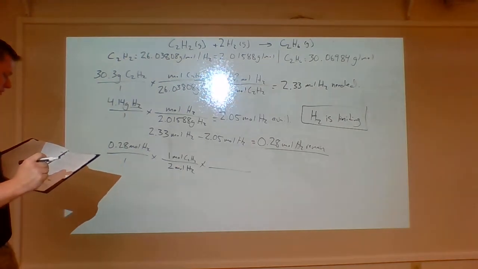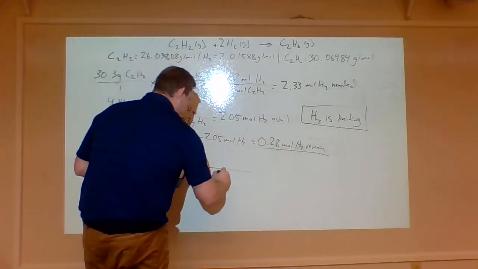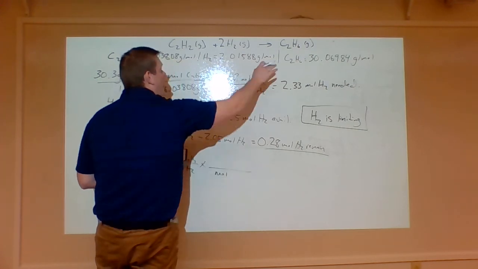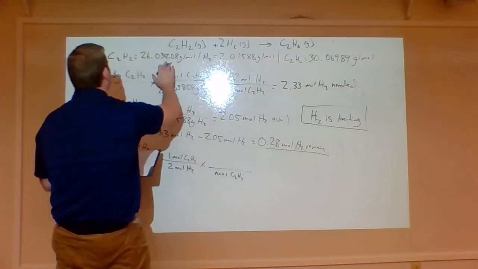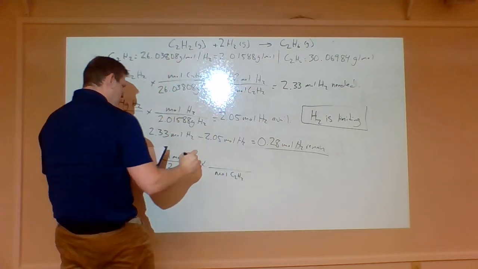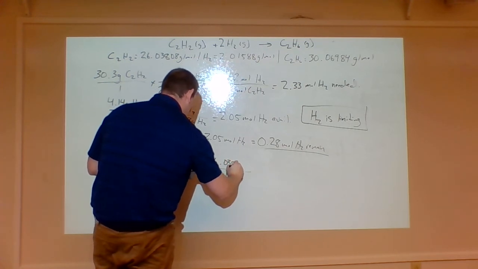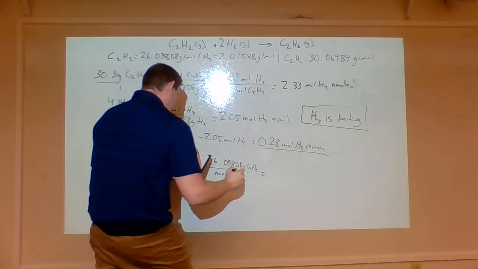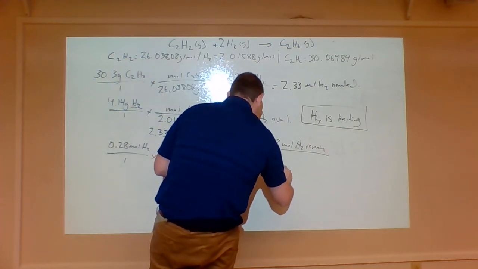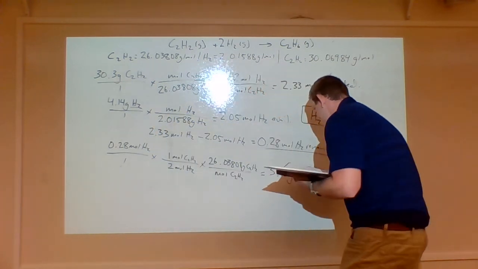Okay, and then we can now convert moles of C2H2 into grams of C2H2 using our molecular weight. So that's this for C2H2. So that'll be 26.03808 grams of C2H2. Plug and chug, we get an answer of 3.65 grams of C2H2 remaining.